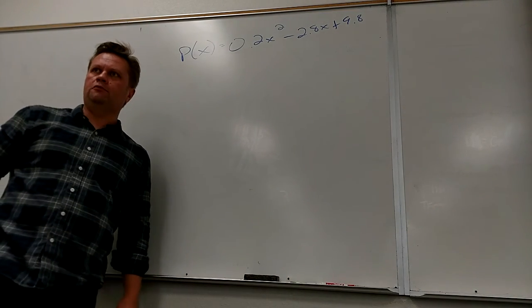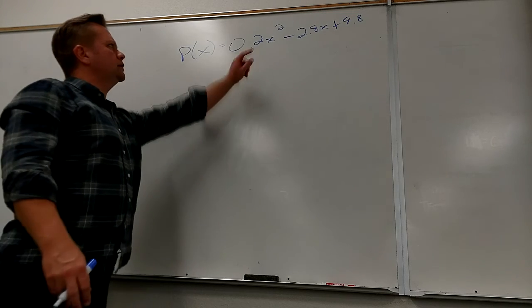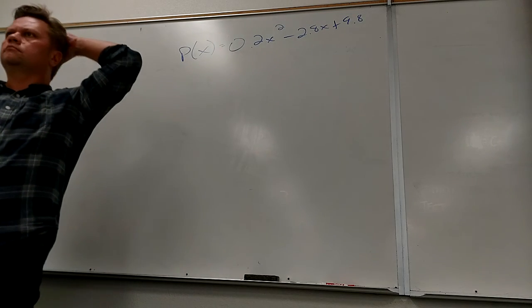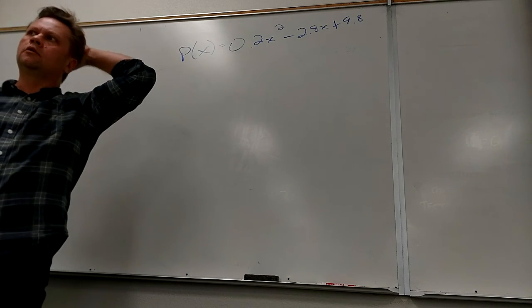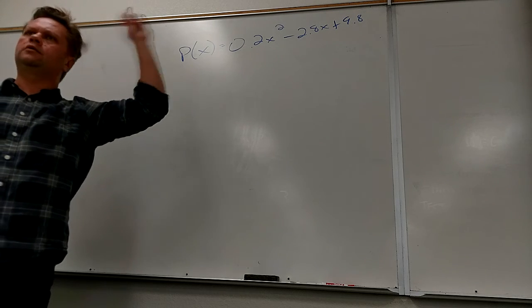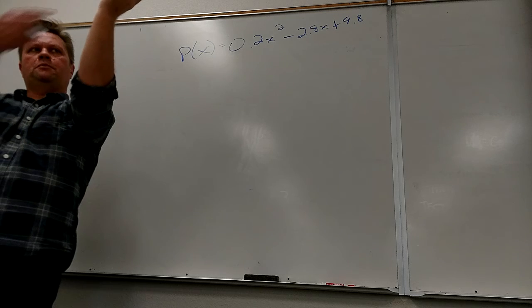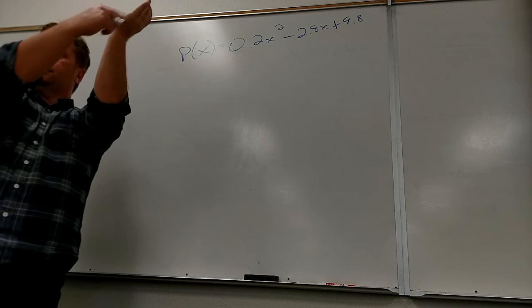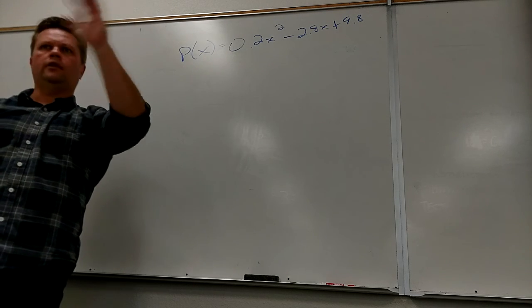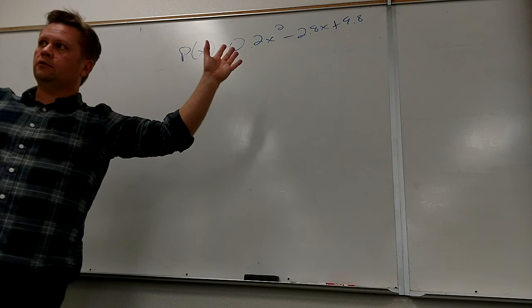In what month would there be a max or a min? How can you tell? Why would it have a min? It opens up. It's positive 0.2, right? If it opens up, it's going to have a location where it's the minimum output. That should make all the sense in the world.